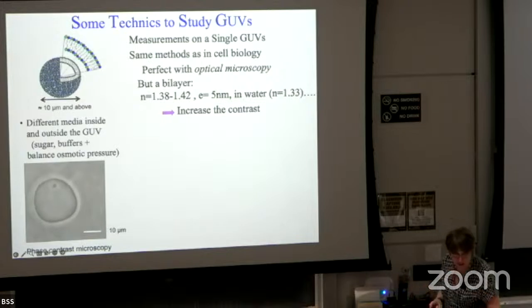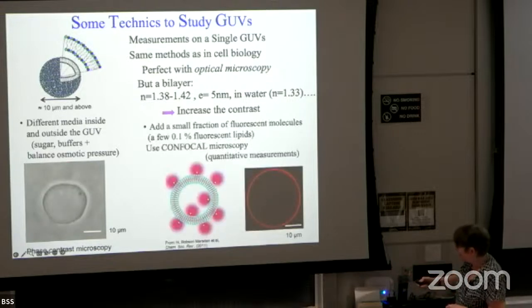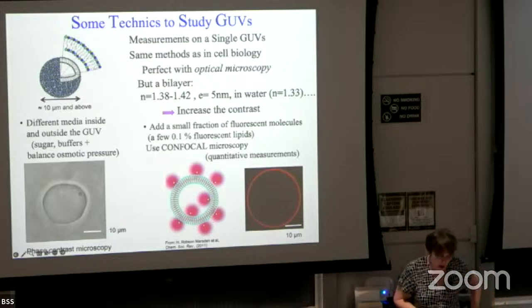Okay, so you could look at this vesicle with a simple microscope. You can do even better. You can add fluorescent lipids. So in this case, you can use confocal microscopy, and you can then do a lot of things with fluorescent images. Okay, so that's what we have in hand.